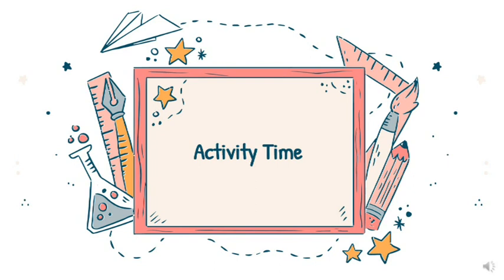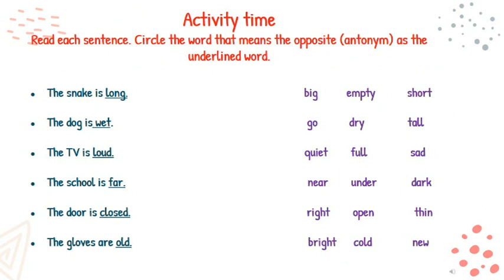Students, are you excited? This is your activity time. Are you ready to answer the question? Okay, your first activity is to read each sentence, circle the word that means the opposite of the underlined word. So, students, first you are going to read each sentence. After that you are going to circle the word that means the opposite.